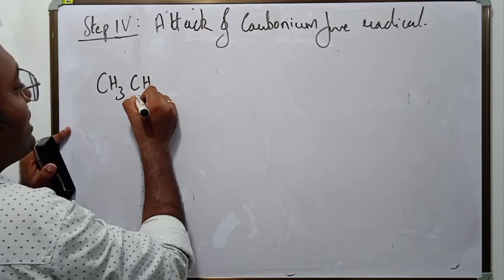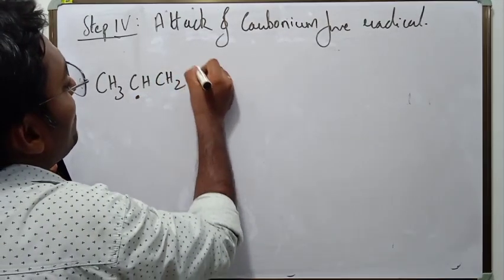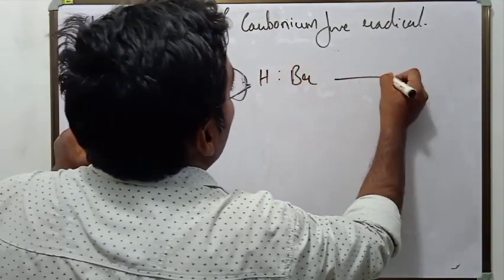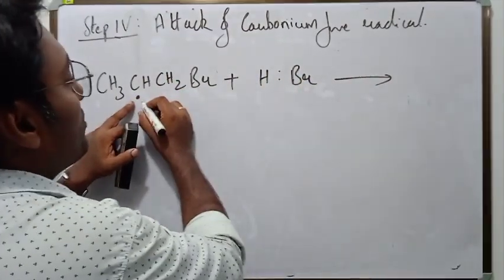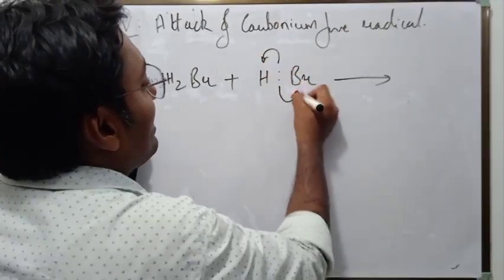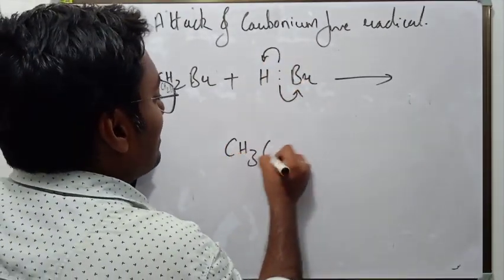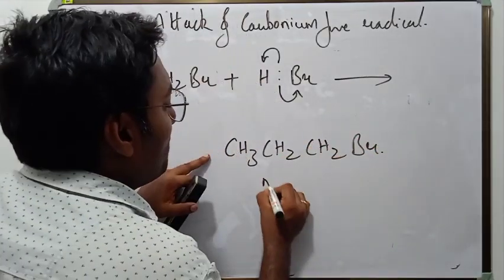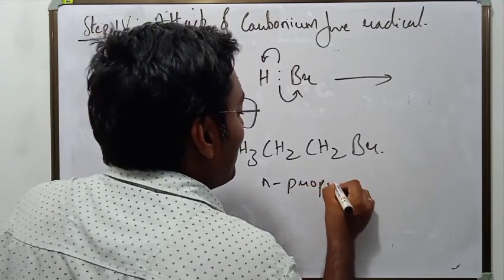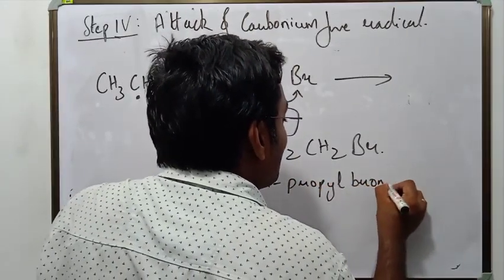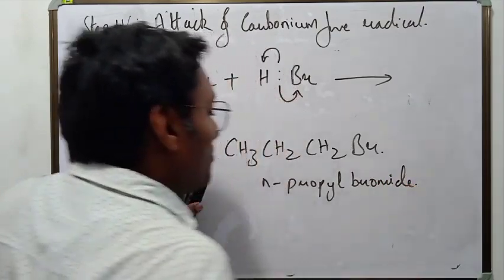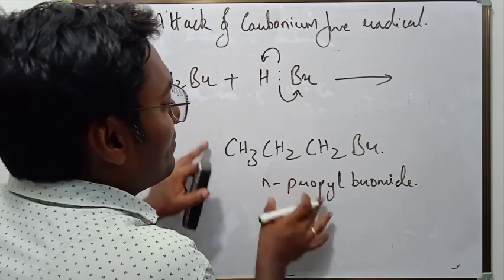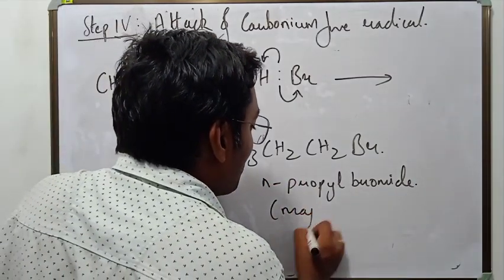CH3CH free radical CH2Br is here. It attacks another molecule of the reagent. It needs one more electron. That one electron it can take from H, and the major product that is formed is, yes, N-propyl bromide. So this proves the Anti-Markovnikov rule, it is true that N-propyl bromide will be formed as the major product.